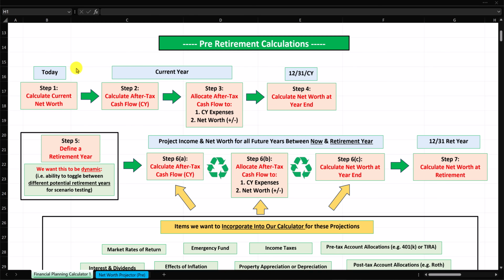So to summarize the pre-retirement calculations, ultimately what we want to do is start with our net worth today, and then through multiple iterations of calculating our after-tax cash flow and allocating it to our net worth over the time between today and our retirement year, we ultimately want to end up figuring out over here in step 7 what our net worth is going to be at the time of retirement. And as I mentioned, we want to be able to do that in a dynamic way so we can test out different retirement ages and years and see what the differences would be in our net worth.